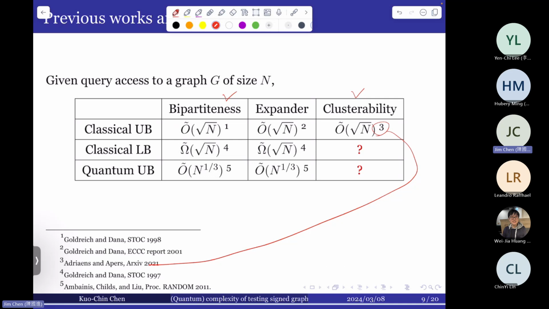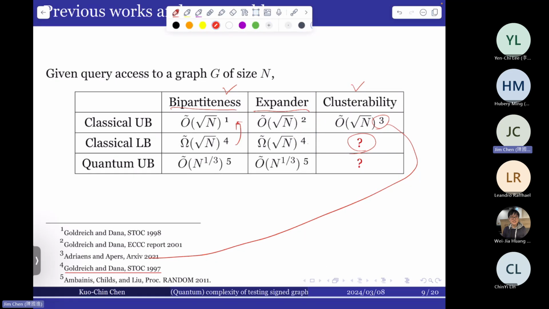However, we do not know the classical query lower bound for clusterability. We indeed have the classical query lower bound for bipartiteness and expander, which was proposed by Goldreich. And this lower bound implies these algorithms are optimal. So our target is to show the classical algorithm is optimal.